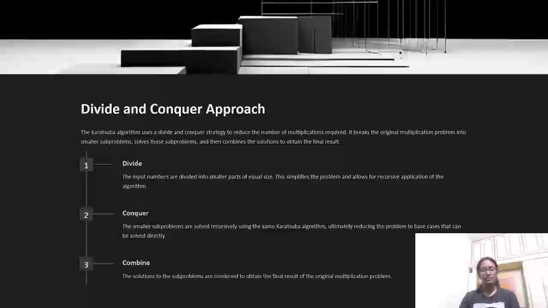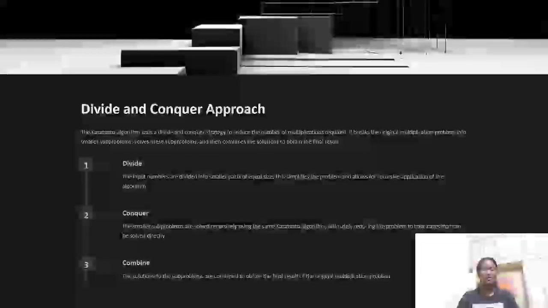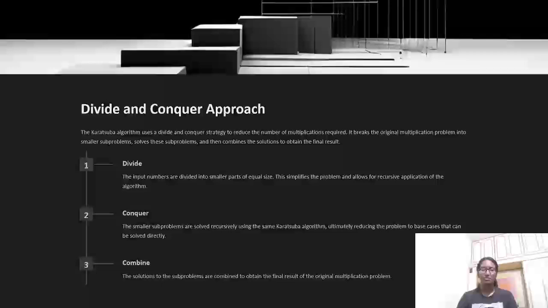Divide and conquer approach. The Karatsuba algorithm uses a divide and conquer strategy to reduce the number of multiplications required. It breaks the original multiplication problem into smaller subproblems, solves these subproblems, and then combines the solutions to obtain the final result.